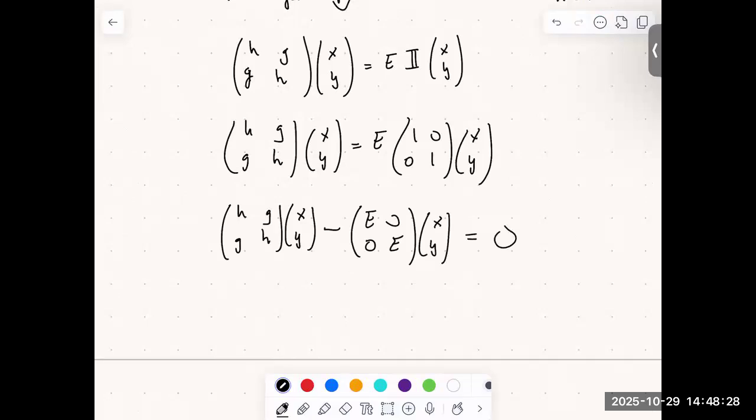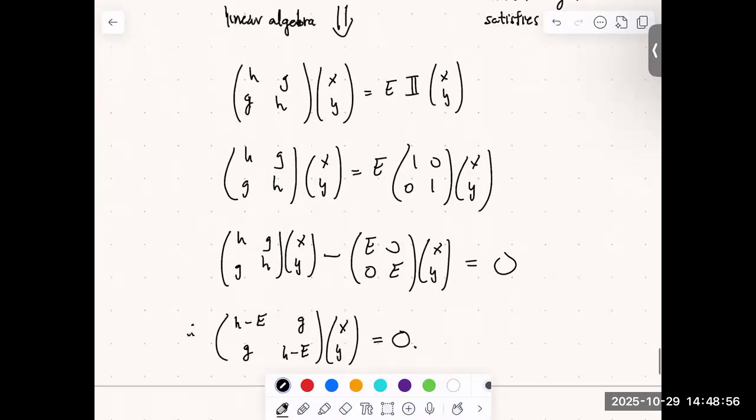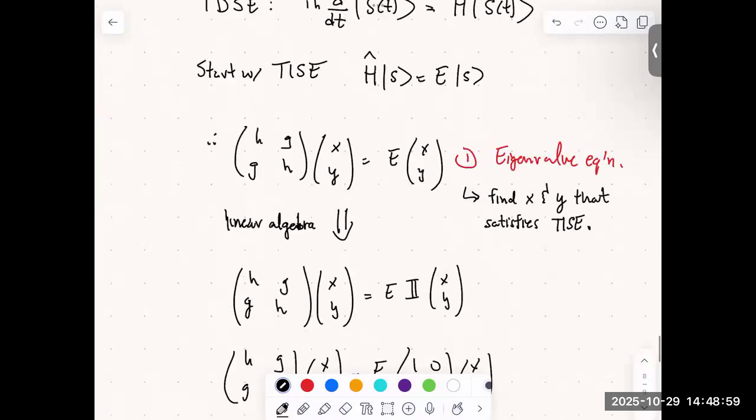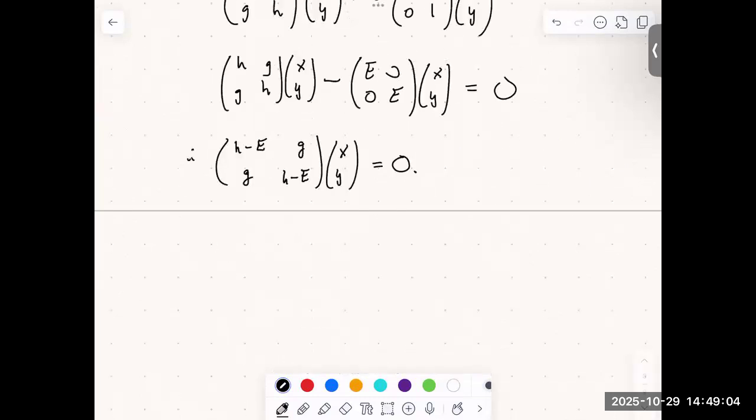And so I can combine these two matrices. They multiply the same vector, the same column. So we could write this as H minus E, G, G, H minus E, all multiplying X, Y, equal to 0. All right, so that's the setup. Now, once you're comfortable with this, you would go from here immediately to here.